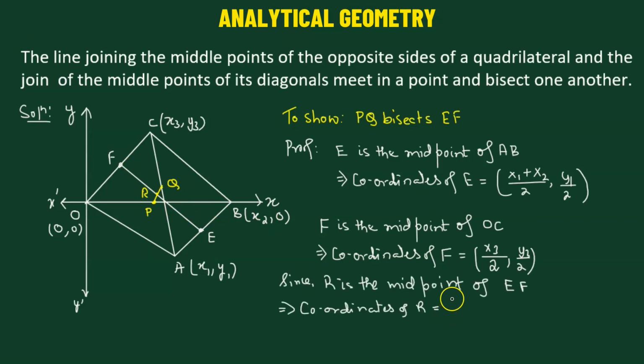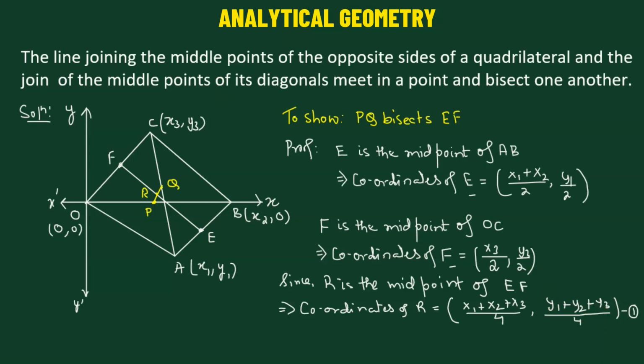So the coordinates of R are going to be, for the x coordinate, the sum of the x coordinates of E and F divided by 2. We already have the coordinates of E and F. The x coordinate is going to be x1 plus x2 plus x3 divided by 4. And for the y coordinate, we take the sum of the y coordinates of its endpoints, which is y1 over 2 added to y3 over 2 and divided by 2, and that's going to give us y1 plus y3 divided by 4. So now we have the coordinates of R, and we're going to keep it aside as number 1.